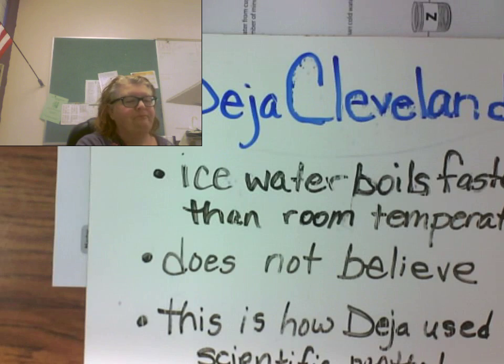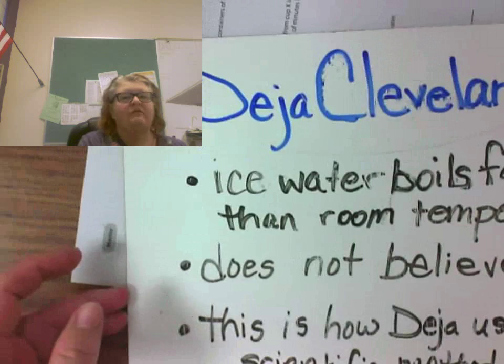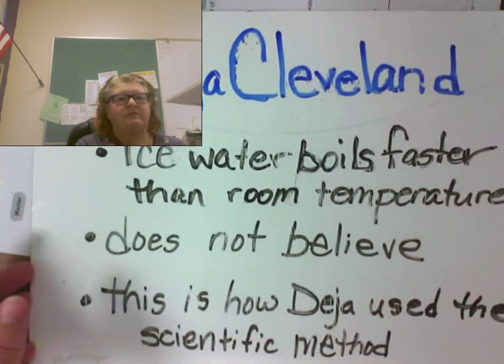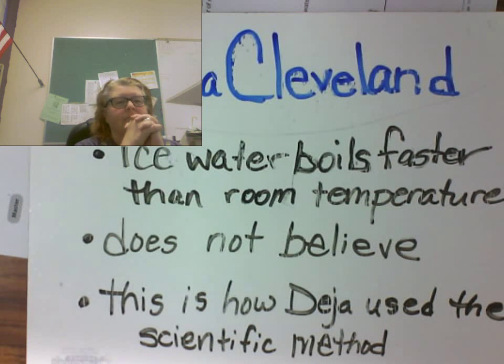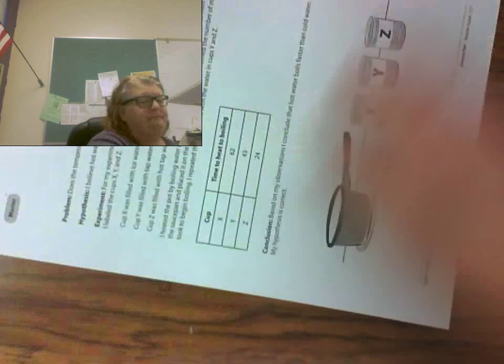Okay? Now, for this mystery, we have lots of students in the school. And one of them, her name is Deja Cleveland. Now, Deja was in the lunchroom, and she heard some boys arguing. They said that ice water boils faster than room temperature water. And she thought, that's just like the stupidest thing I ever heard. I'm going to do my science experiment to prove that they're wrong. Okay? So let's look at how Deja used the scientific method in her experiment.